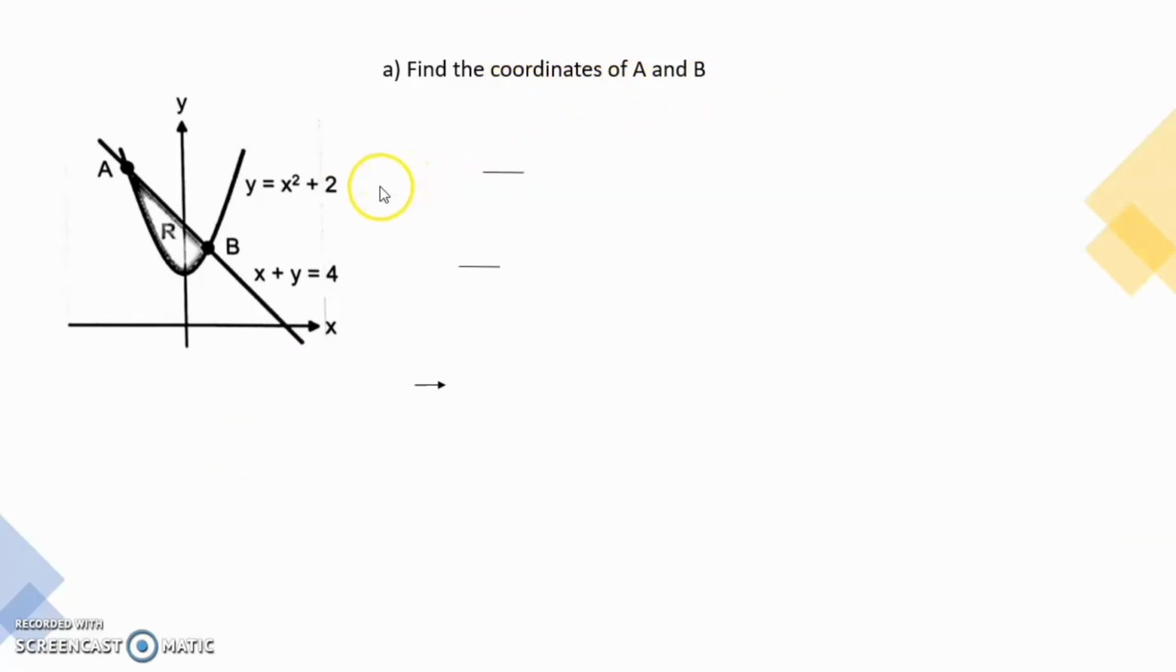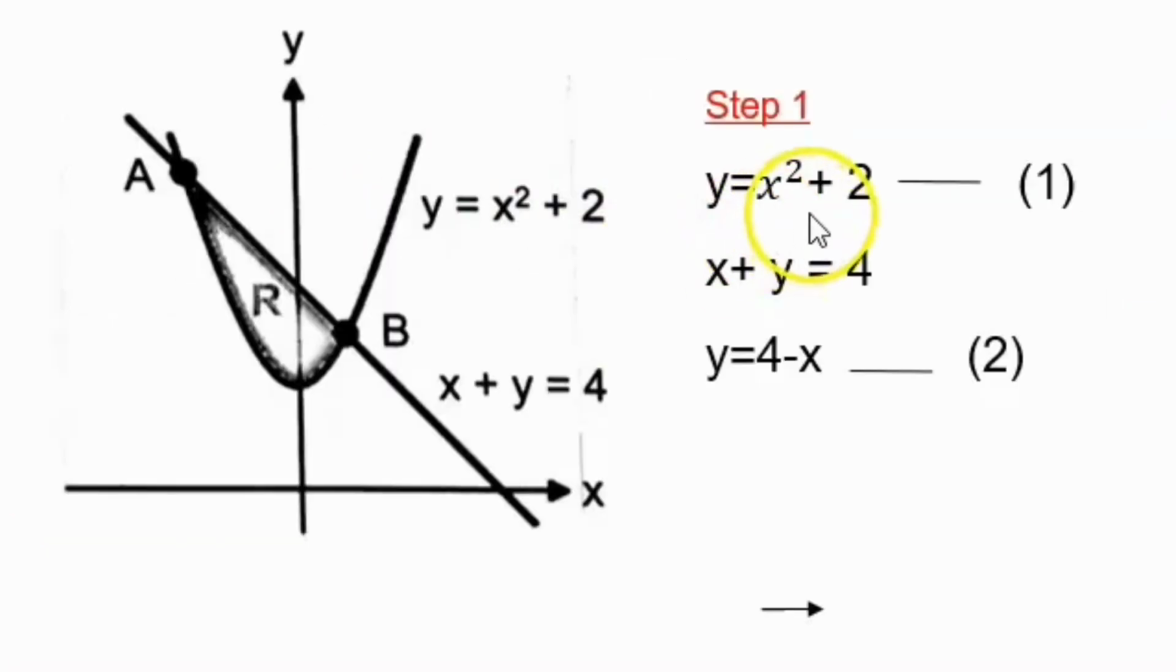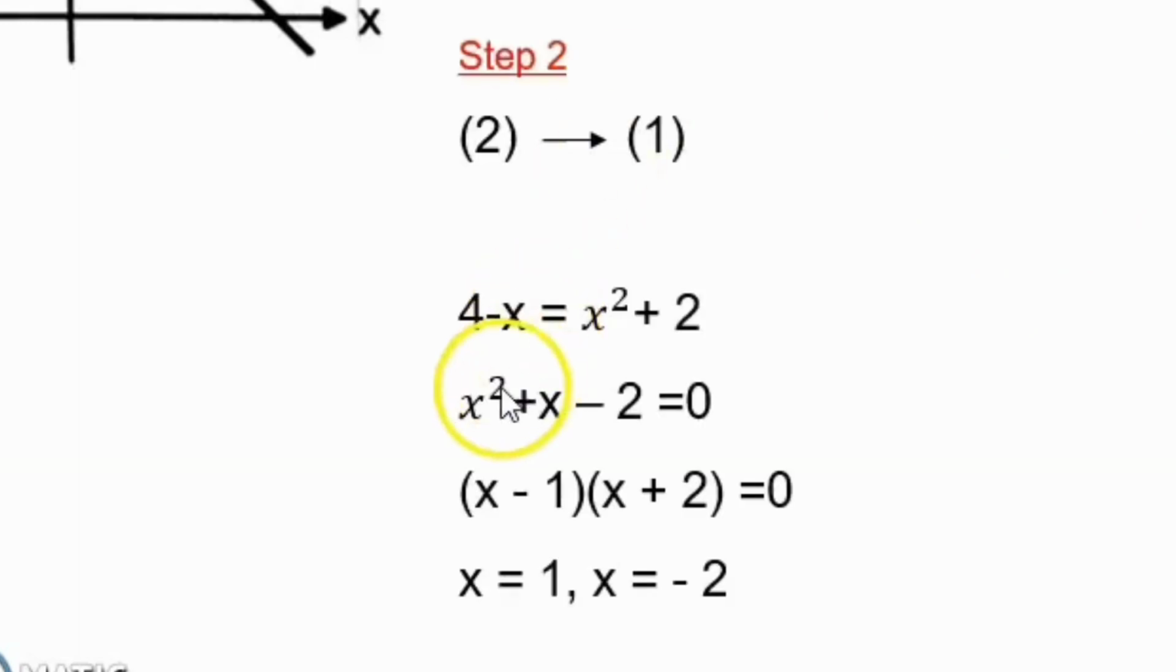First, we need to identify which one is the first equation and which one is the second equation. From this, we assume that y equal x squared plus 2 is the first equation and x plus y equal 4 is the second equation. Next, we need to substitute the second equation into the first equation, which we will get 4 minus x equal x squared plus 2, and we can solve it using calculator, and we will get x equal 1, x equal -2.